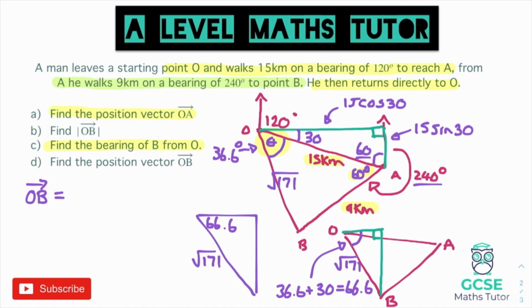For i, we want to work out this length just here. Now in regards to the angle, we have the hypotenuse and we are working out the adjacent, so we're going to use cos. So we're going to do the hypotenuse, which is the square root of 171, cos of the angle, which is 66.6. And if we type that in, the square root of 171, and then cos 66.6 comes out as 5.19. So that is going to be 5.19.